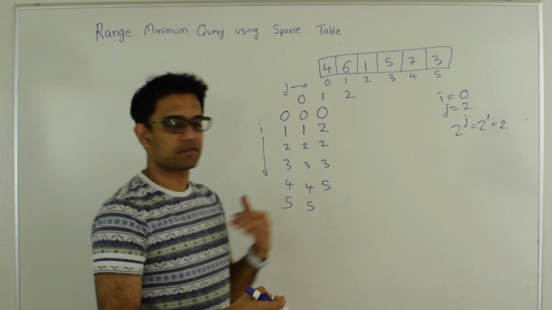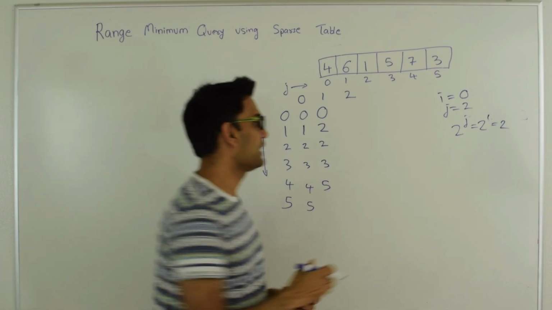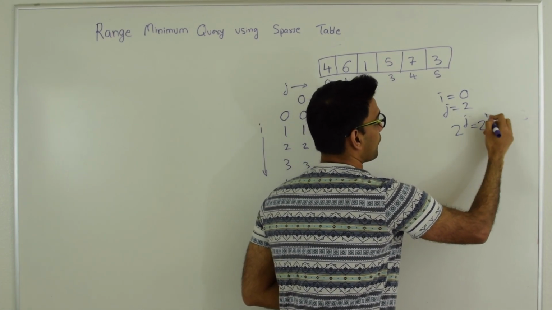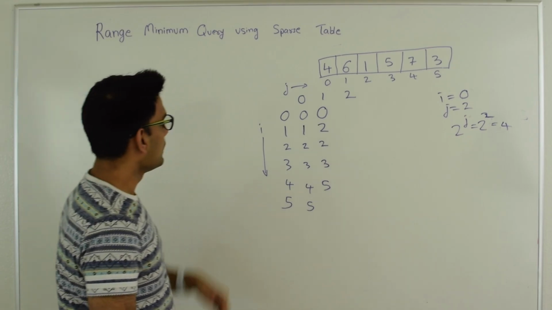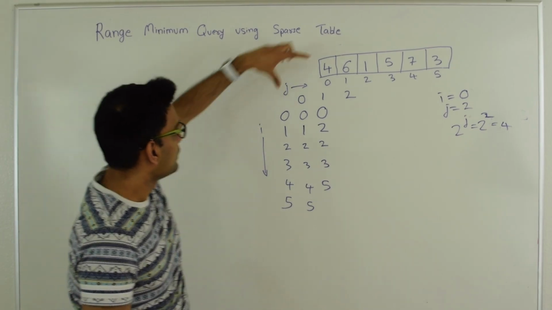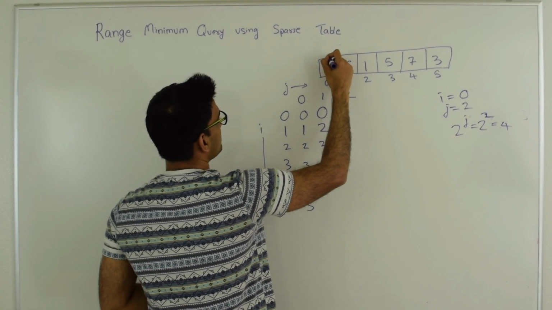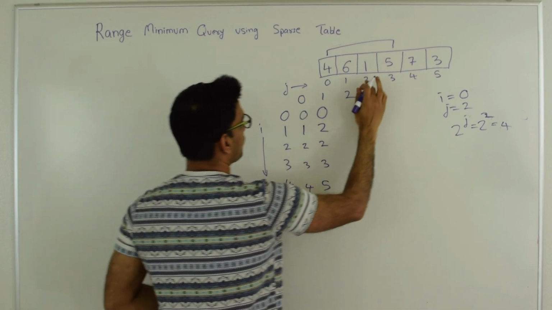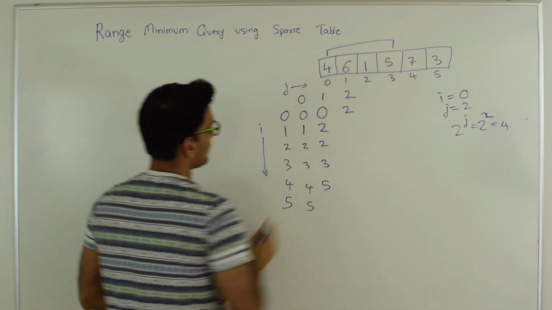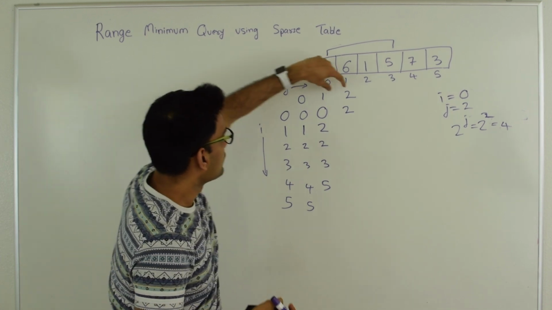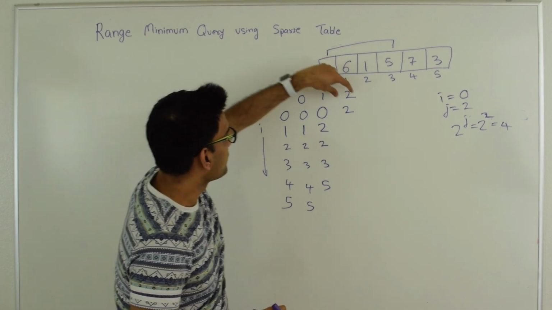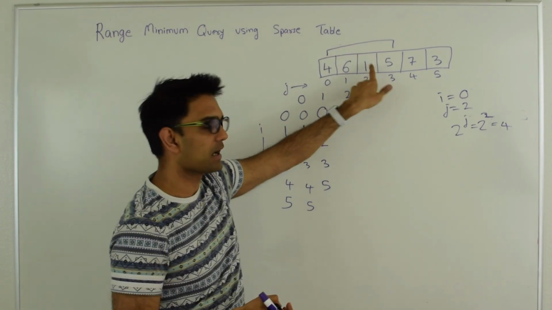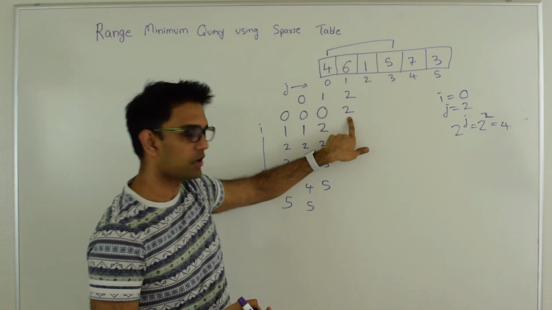So now we are looking for 2 raised to 2, so basically 4 elements. So next, the minimum among the next 4 elements. Starting from 0, we are looking for the minimum among the next 4 elements. The minimum here is 1, the index of 1 is 2, so this value becomes 2. Again, starting from 0, 2 raised to 2 is 4, we are looking for the minimum among the next 4 elements, that value is 1, the index of 1 is 2, which is why this value becomes 2.